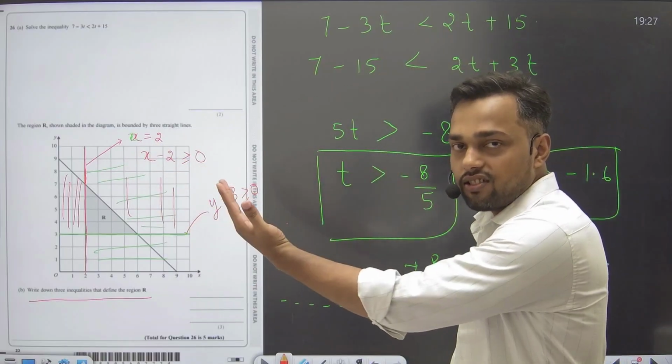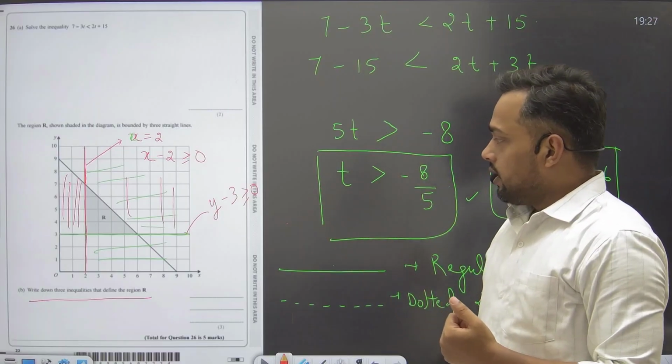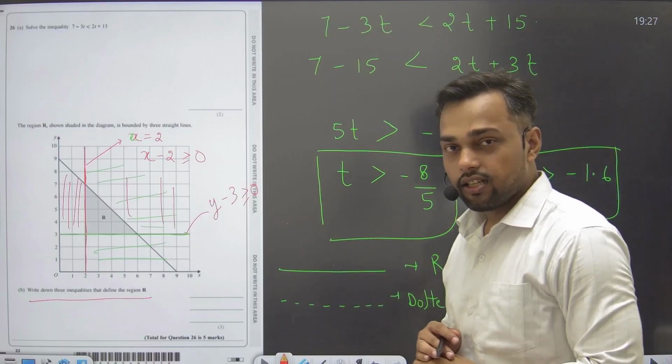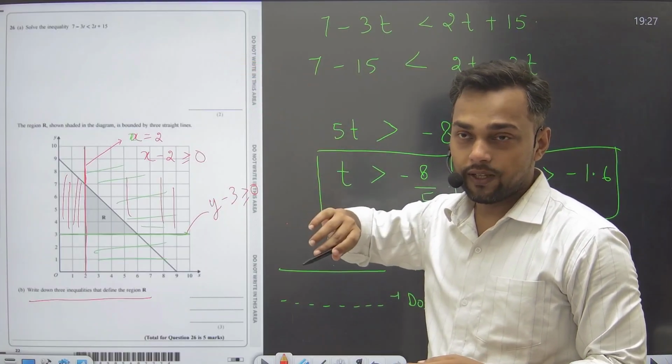So for the left hand side, the inequality sign will be different. For the right hand side, it will be greater than or equal to 0. The same goes for up and down as well.